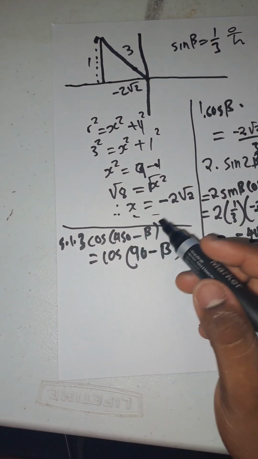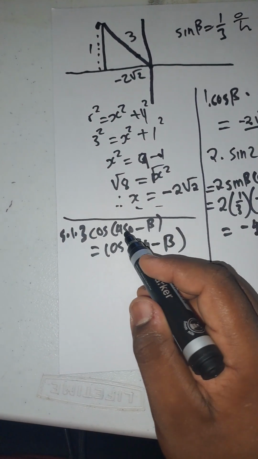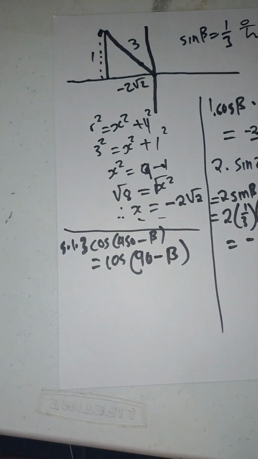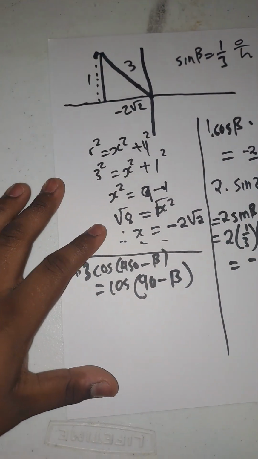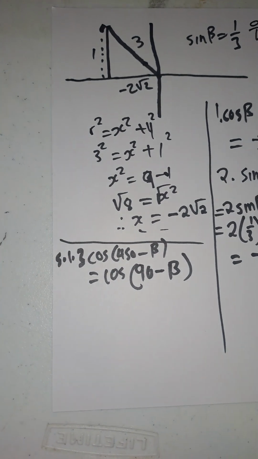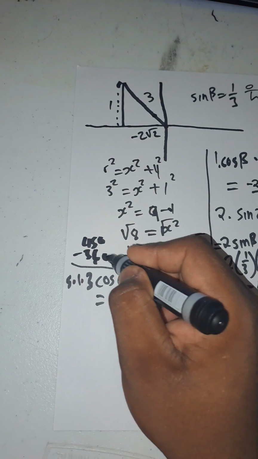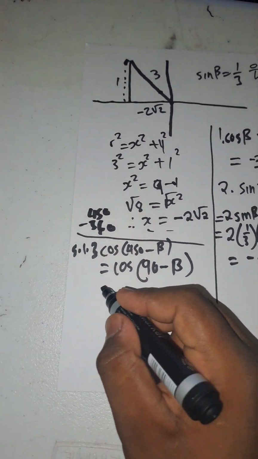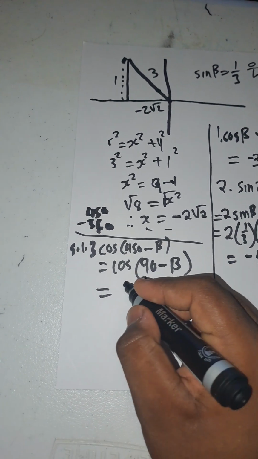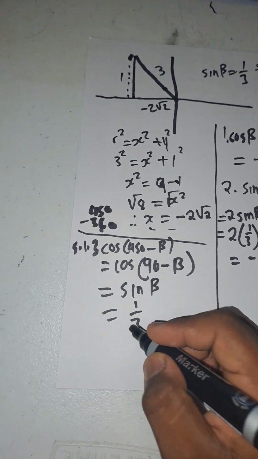Check something here. 450 is nearest to what? To 360. So if you say 450 minus 360, you're going to get what? 90. Is it fine? So after that, cos of 90 minus beta is the same as sine beta, which is equal to 1 over 3.